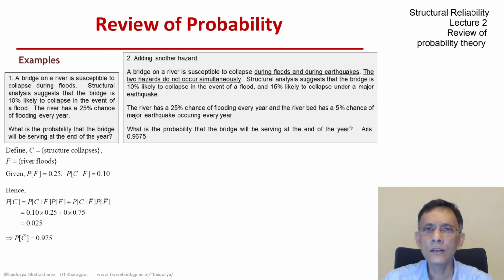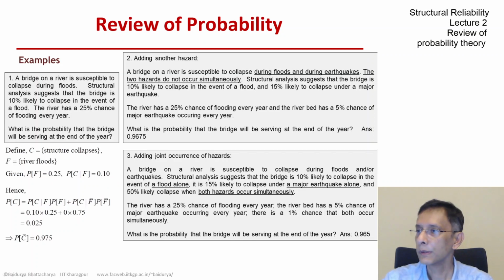Now let's add a little more complication to the problem. Here we admit the possibility that the flood and the earthquake can occur together. It's not very likely. The probability is only 1%, but if they both occur together, then the structure is rather likely to collapse. So it's 50%. Now let's carefully interpret the question and assign the probabilities.